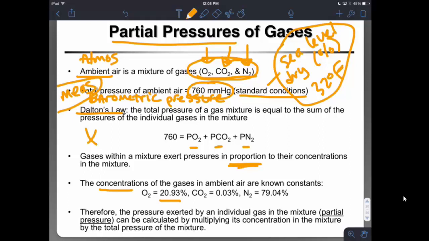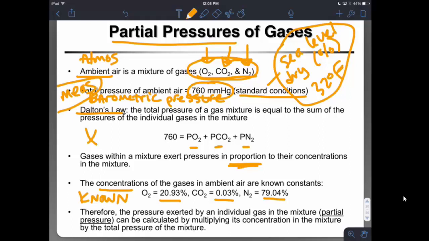So these are things that you need to know. These are constants you need to know. Oxygen is always 20.93% of our air, CO2 is always 0.03%, and nitrogen makes up the bulk of our air at 79.04%. So those are known.